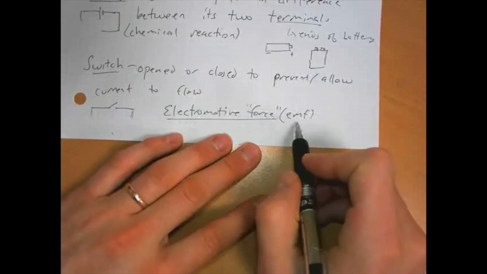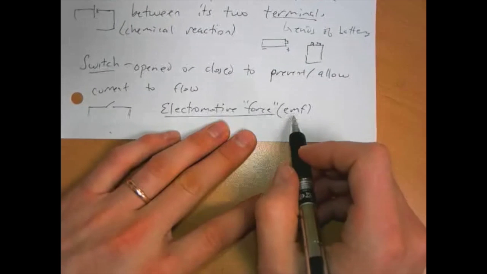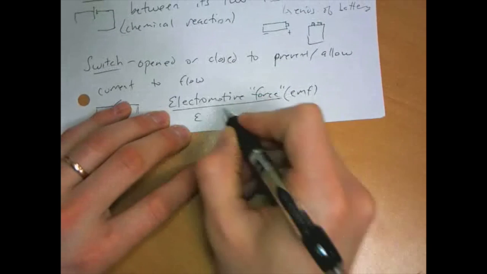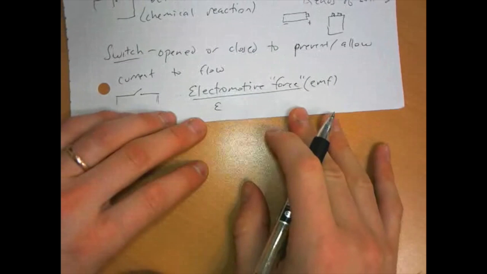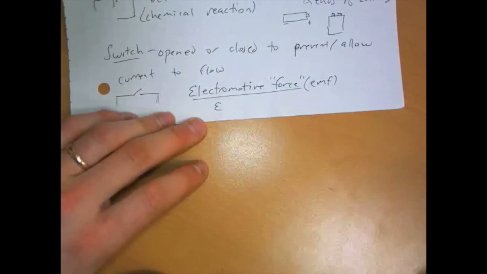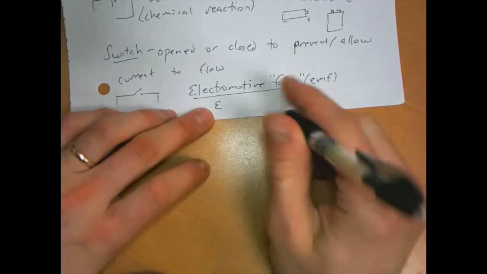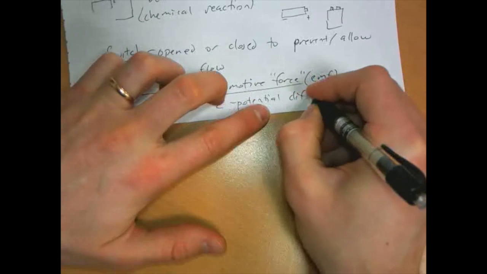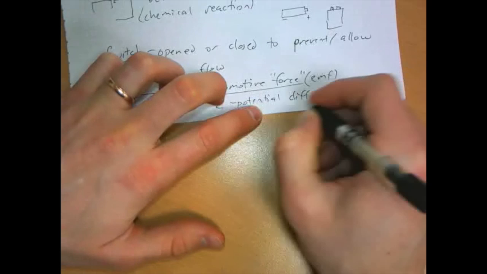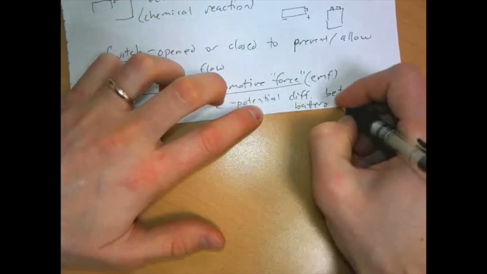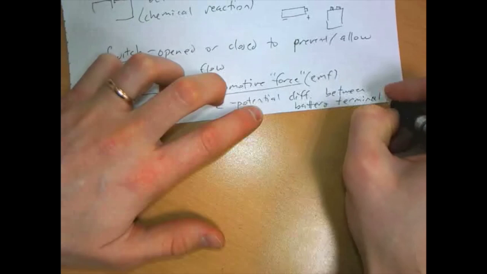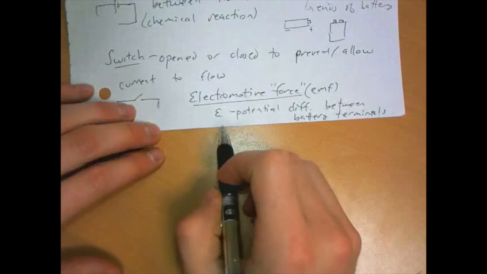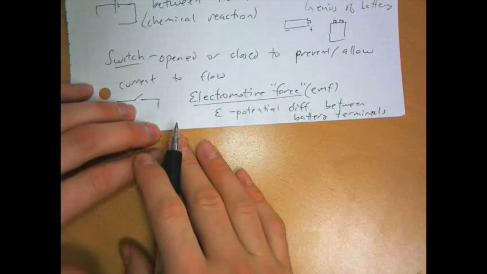That's abbreviated EMF, and the EMF, which is epsilon, not to be confused with epsilon naught, which is permittivity of free space, is just the potential difference between the terminals of the battery. So we'll be using this little epsilon to represent the potential difference between the terminals of the battery as we go along.